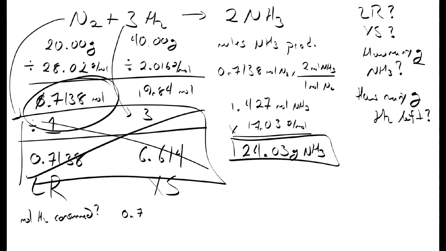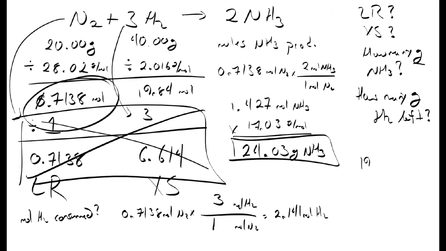So 0.7138 moles of nitrogen times 3 to 1 moles hydrogen to moles nitrogen is equal to 2.141 moles of hydrogen consumed. So then it's just a matter of 19.84 moles H2 minus 2.141 moles consumed. That'll tell you how much is left over.